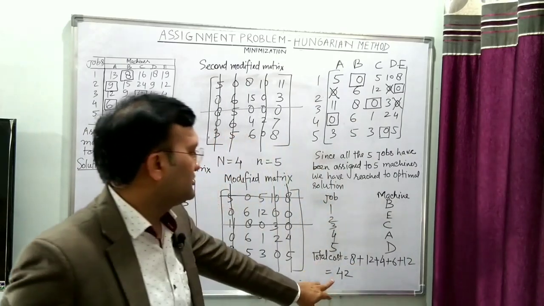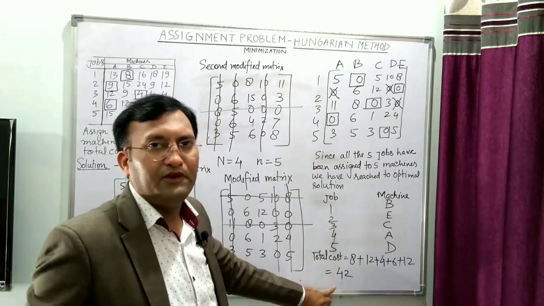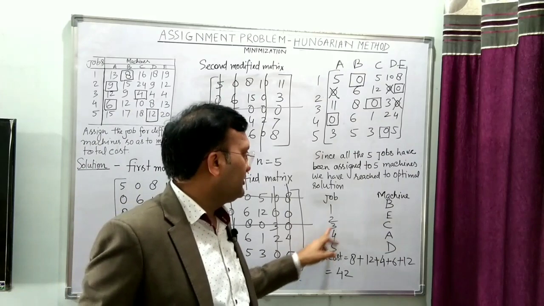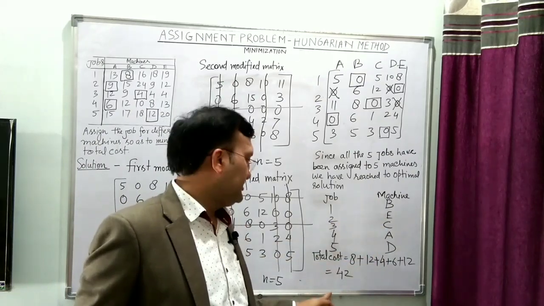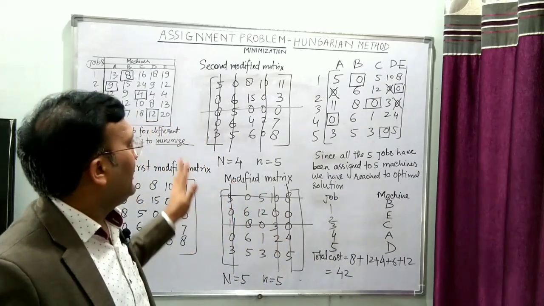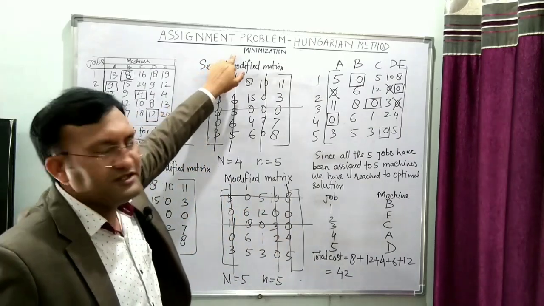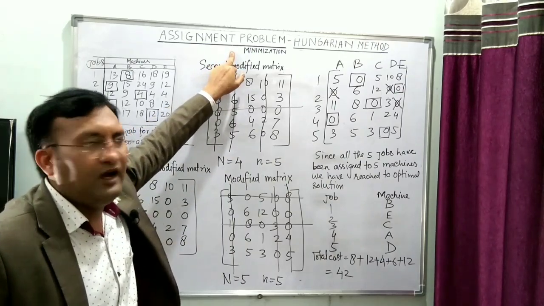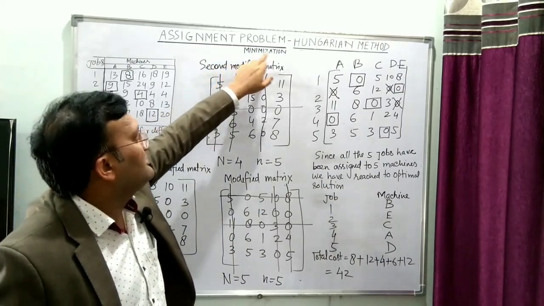So this is the total minimum cost when we perform all the 5 jobs with 5 different machines. This is all about the Hungarian method, and this is the minimization case of the Hungarian method. Further, in our next video I will be solving the maximization case.